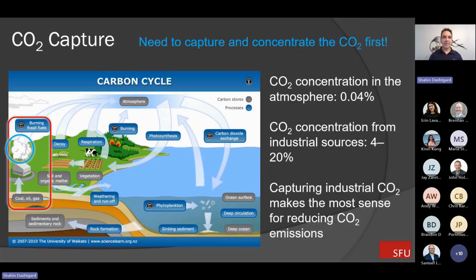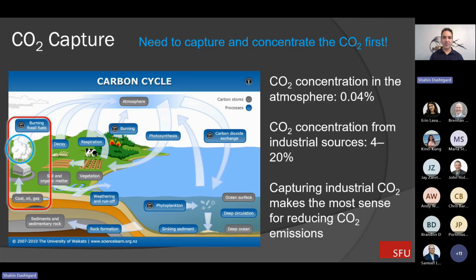Now, this diagram actually shows the overall carbon cycle, and you can see there's many different elements of carbon in the biosphere and cryosphere and hydrosphere, but we're really dealing with the industrial element of that. And so the average CO2 concentration in the atmosphere is about 0.04%. The average CO2 concentration in smokestacks is anywhere from 4 to 20%. And so capturing that CO2 makes the most sense for us because it's going to have the highest impact for reducing overall emissions.